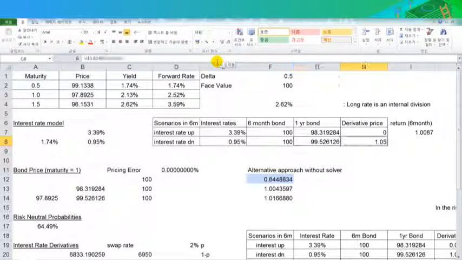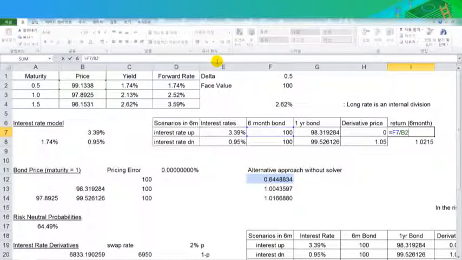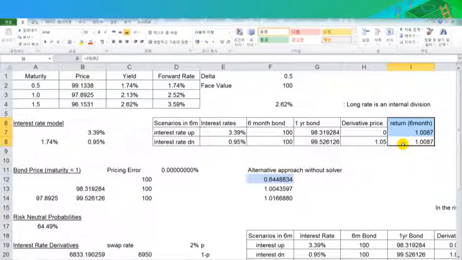Likewise, when interest is down, again, the 6 months bond price is the same, $100. So the 6 months return is basically the same. Again we divide this one by the 6 months bond price, so they should be the same. If we invest $1 in the 6 months bond, then 6 months later you will earn $0.0078 as an interest rate.